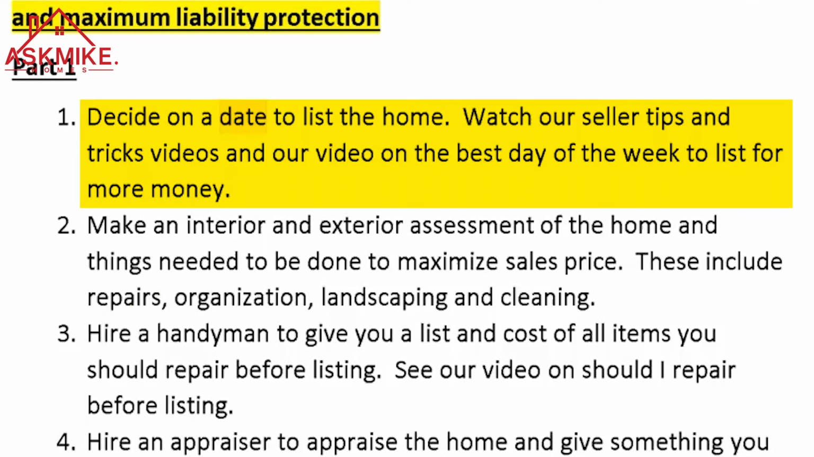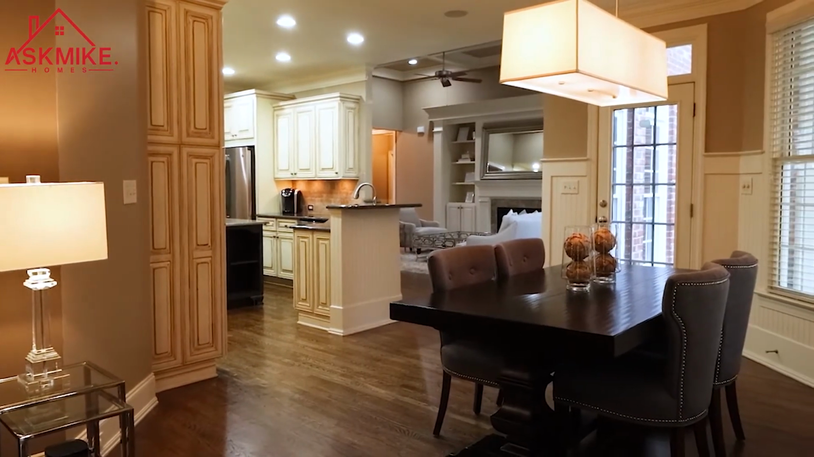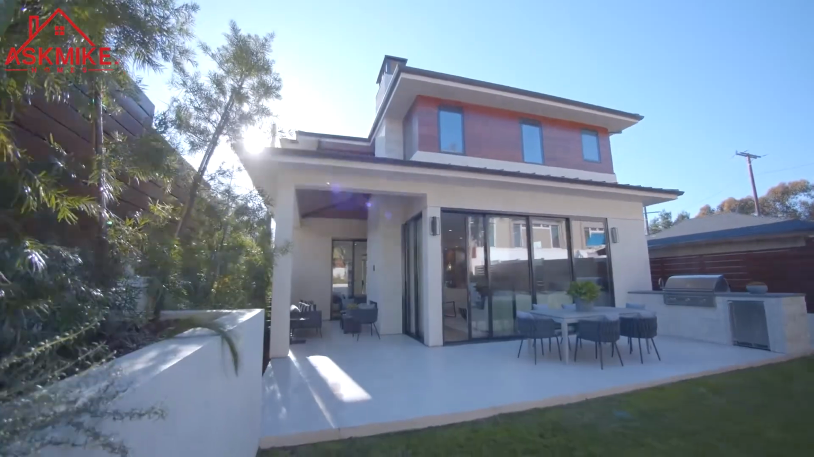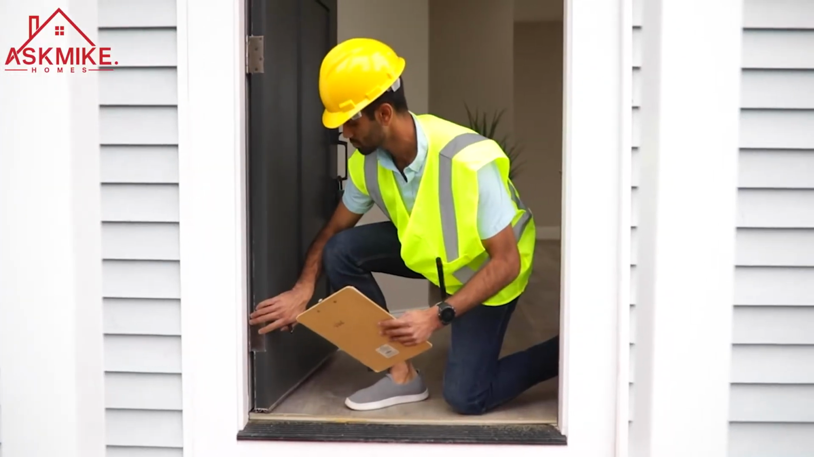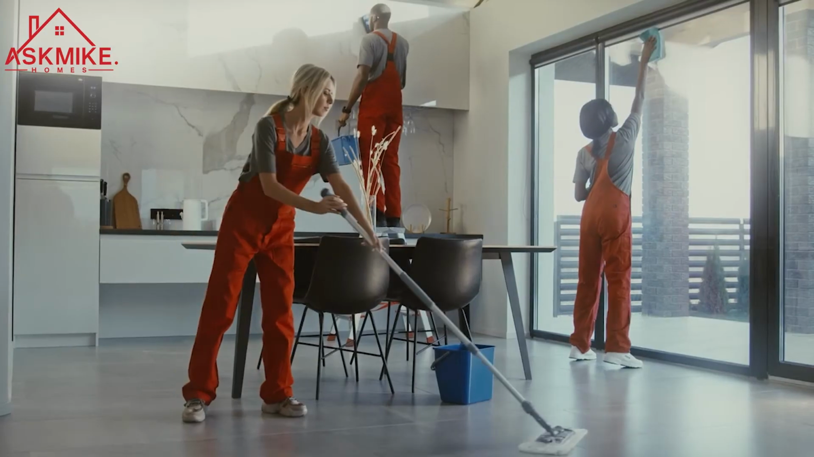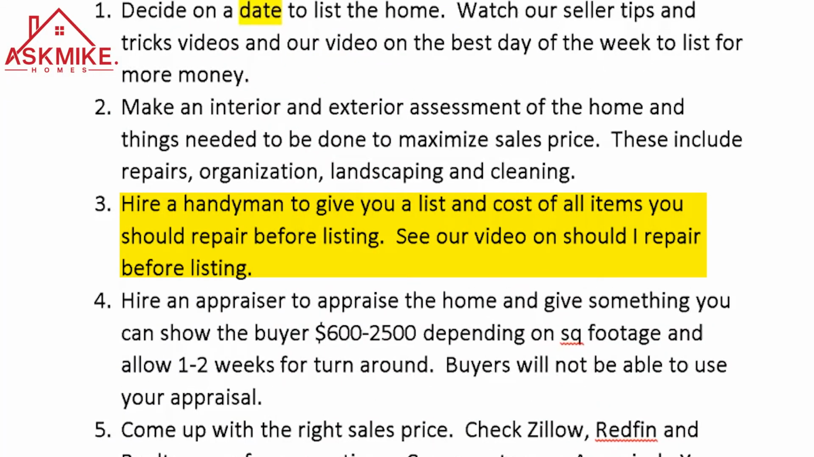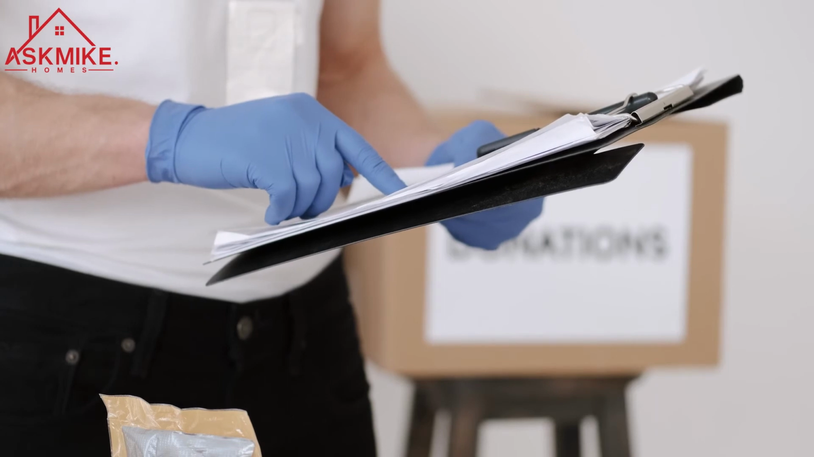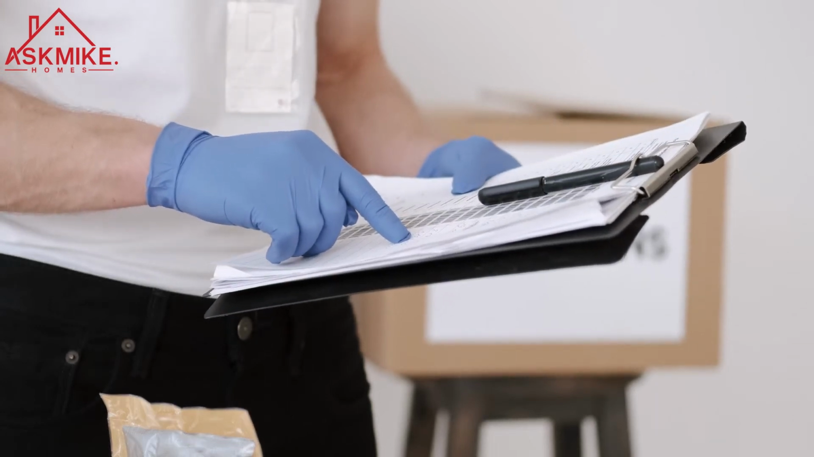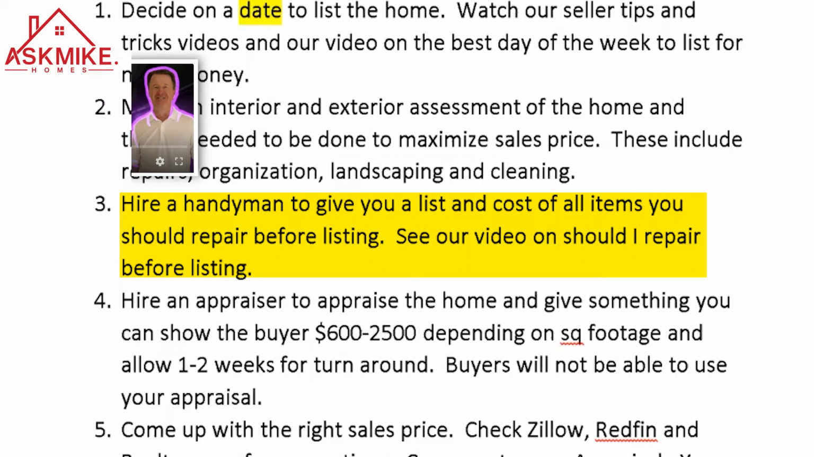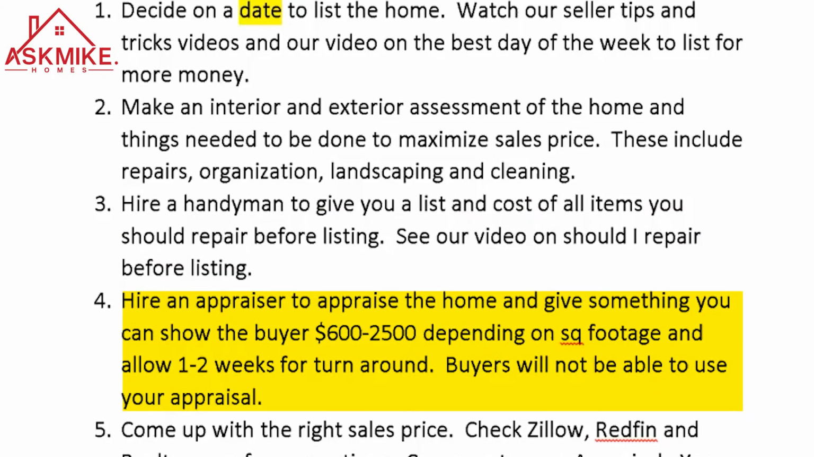So let's take a look at the interior and assess the home from the interior and exterior and look at what we need to do for repairs, organization, landscaping, and cleaning. Number 3, we're going to hire a handyman to give you a list of the costs of all the repairs that need to be done. See our video on what to repair before I list my home. Next thing, number 4, is hire an appraiser.